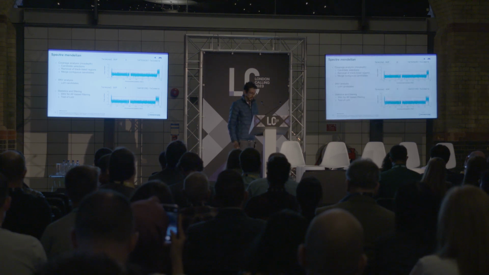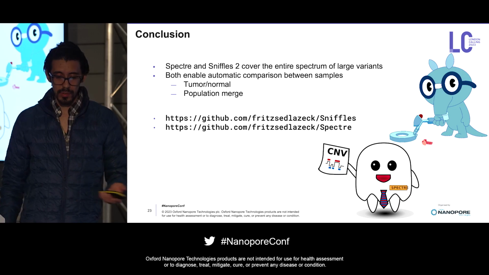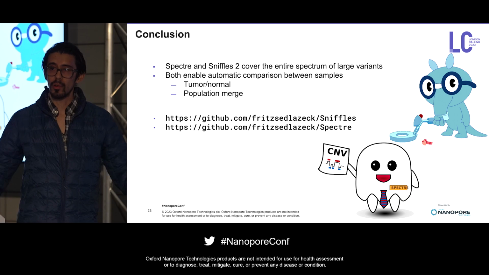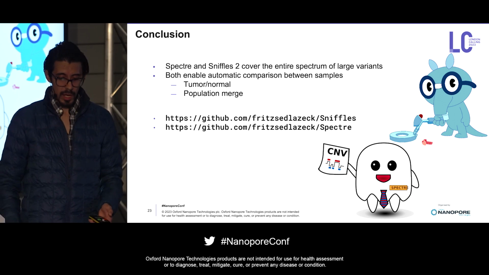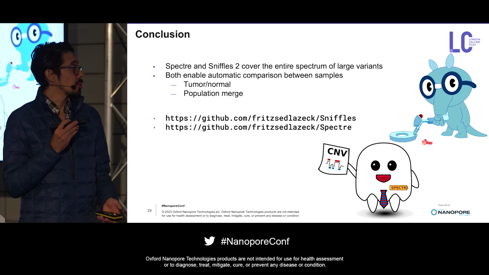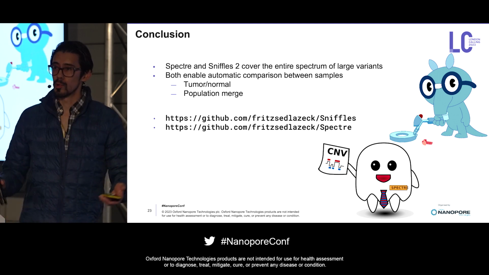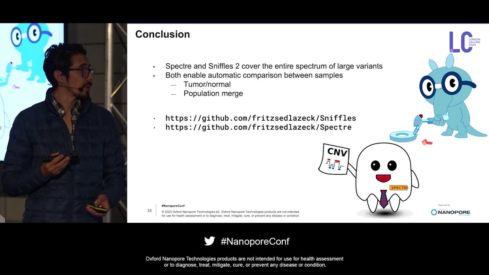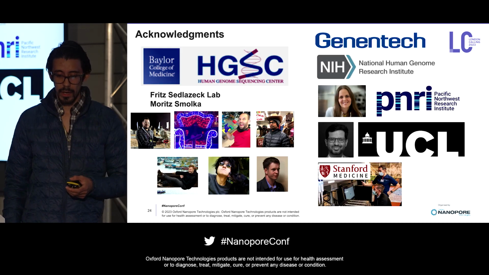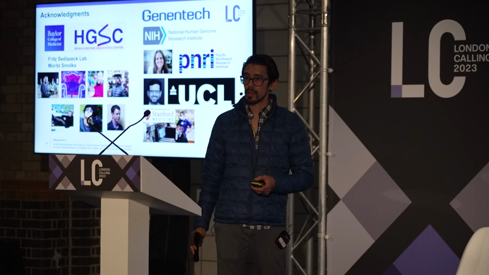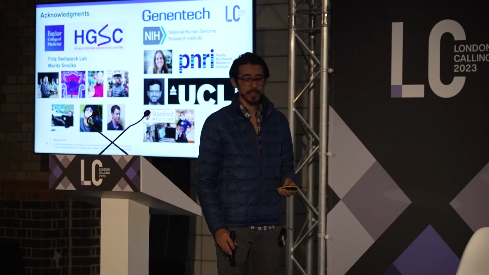So in conclusion, with Sniffles and Spectra, we are covering the whole range of large structural variants. Both enable automatic comparison between samples, either tumor-normal or population, and they are both available. I would like to thank all collaborators and people from my lab, and you for your attention. Thank you.